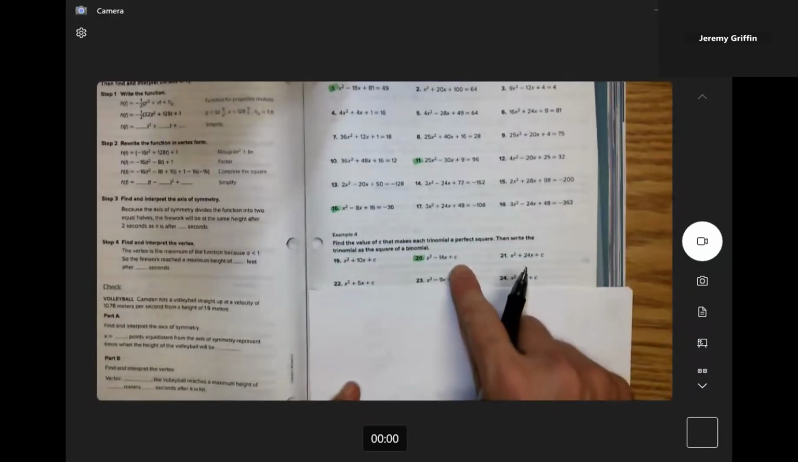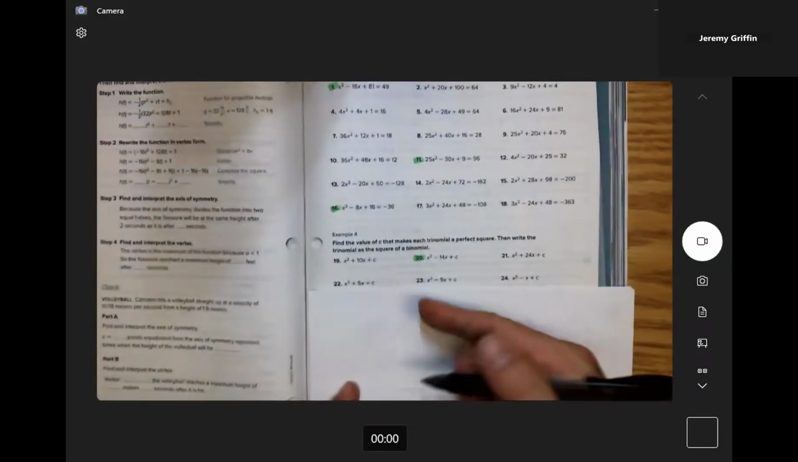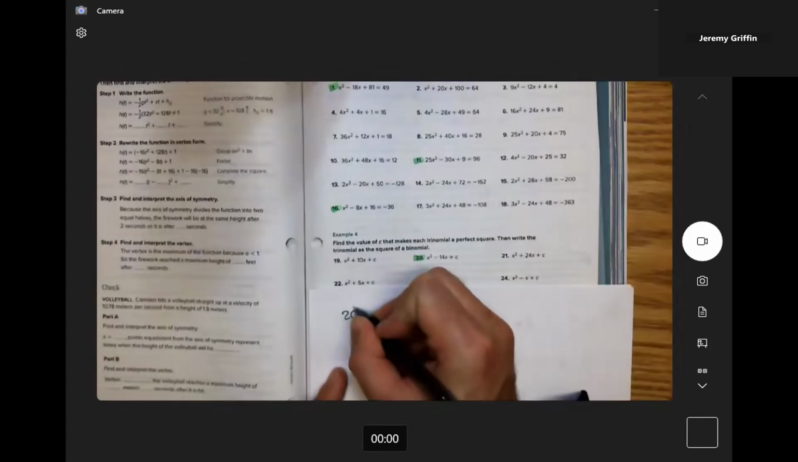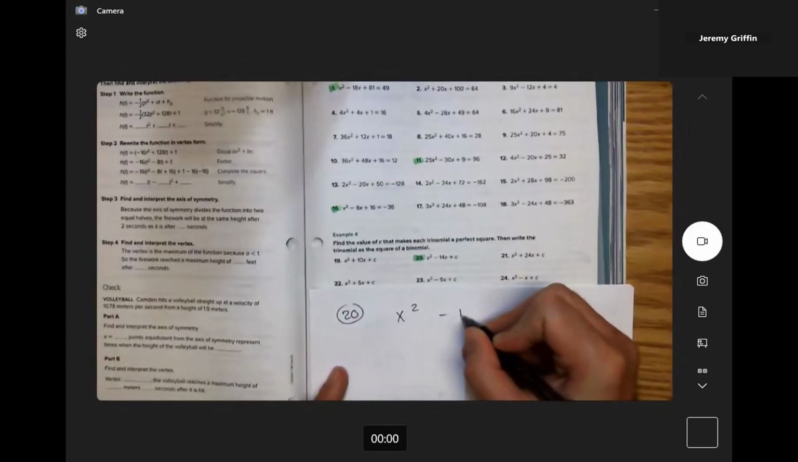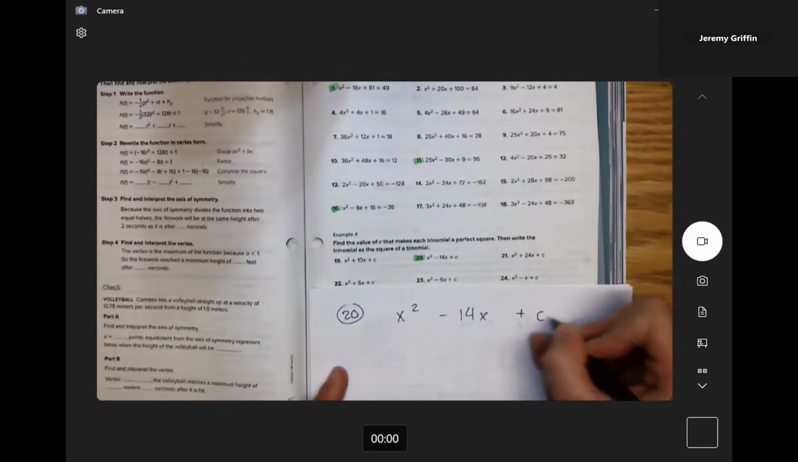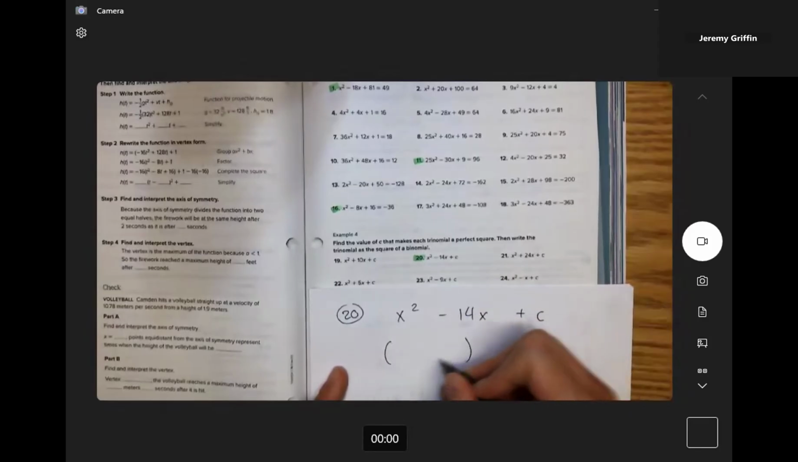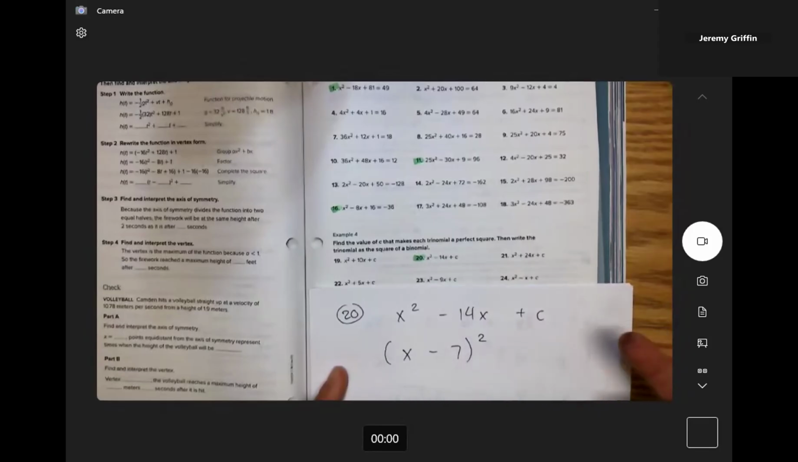Number 20. Find the value of c that makes the trinomial a perfect square. Then write the trinomial as the square of a binomial. Oh, okay. I think we did one like this earlier. Looks familiar. Minus 14x plus c. So if I want to write it in this form, it would be x minus 7 quantity squared, wouldn't it? Okay, it would be that.